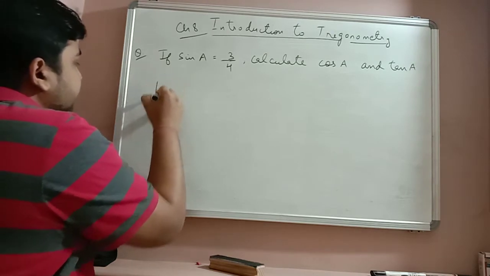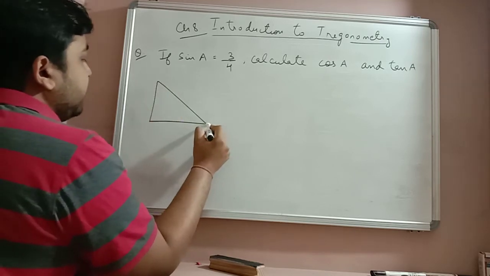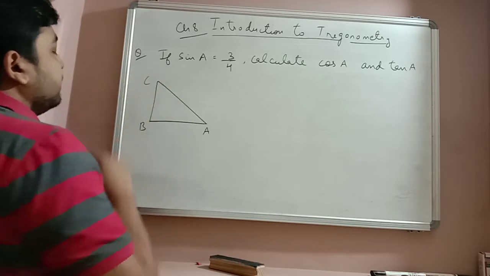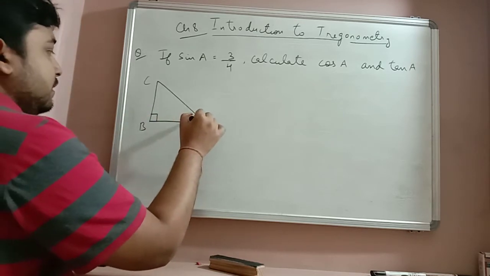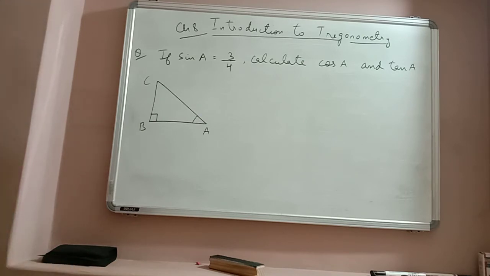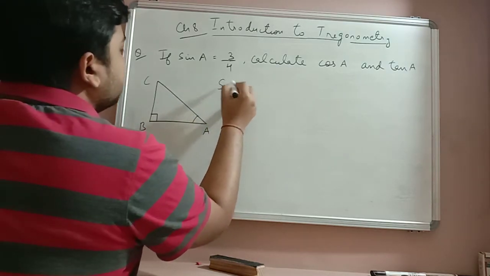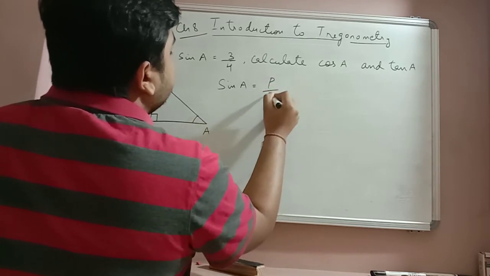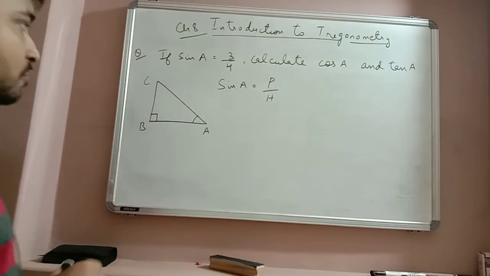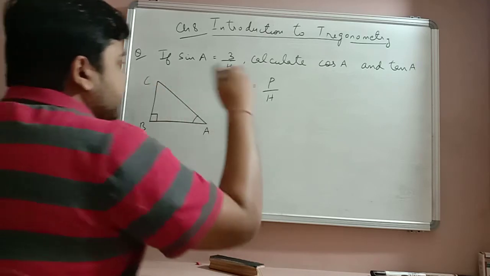Now let's consider a right angle triangle. Let's say we take angle A, this is B and this is C. Triangle ABC, right angle at B, and I am considering angle A. Now since sine of angle A is given as 3 by 4, and we already know that sine A is equal to perpendicular upon hypotenuse, P by H, according to this triangle, sine of A will be given by BC upon AC.